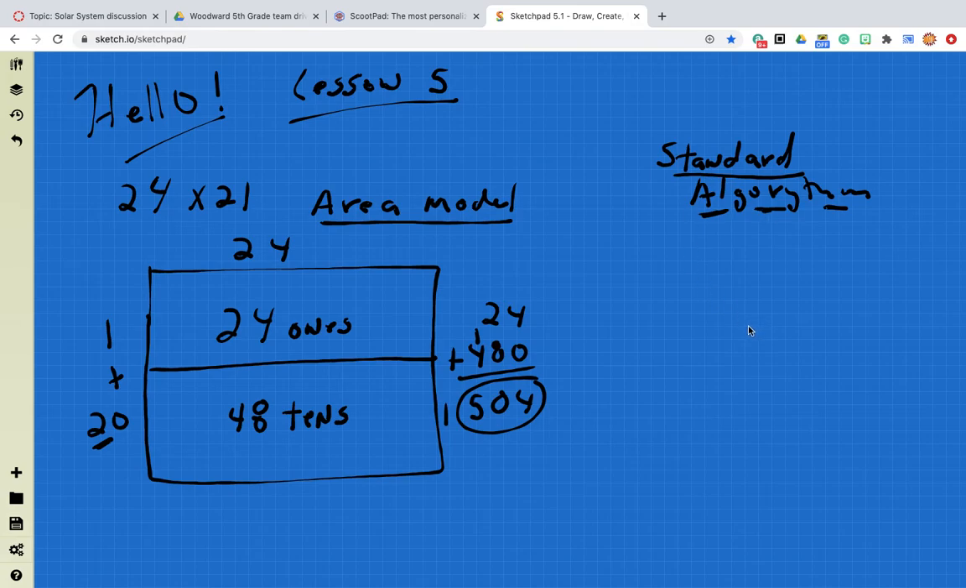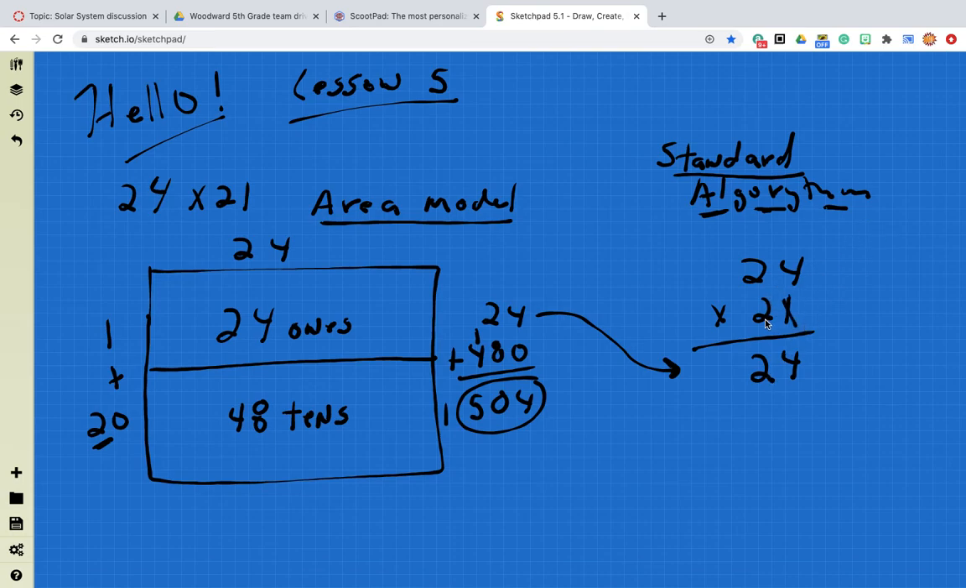The standard algorithm is just a little faster because we do the multiplication and adding all in one step. So for the standard algorithm, we set it up vertically, 24 times 21. First thing we're going to do is 1 times 24. 1 times 4 is 4. 1 times 2 is 2. 1 times 24 is 24, which is the same thing I got here, if you see that. 1 times 24 is 24 ones. Now we're done with that.